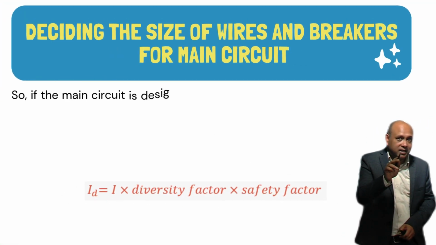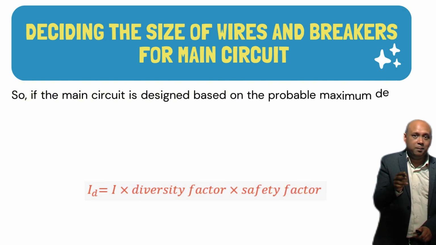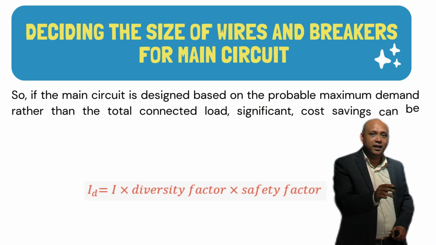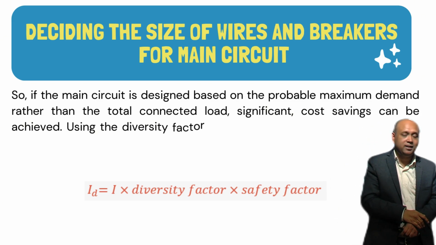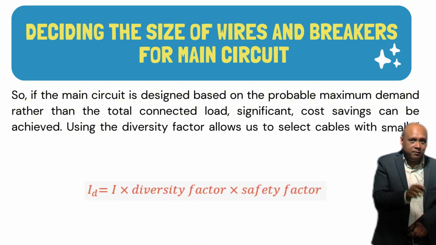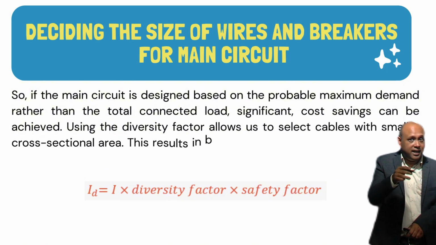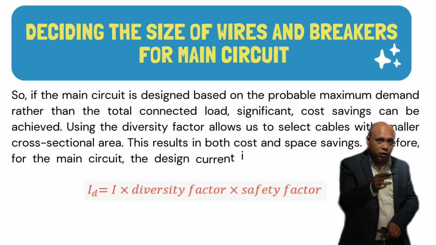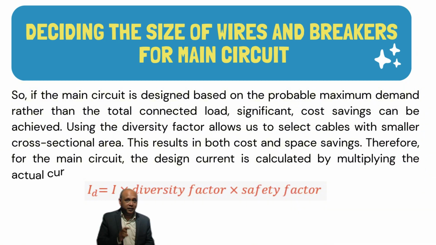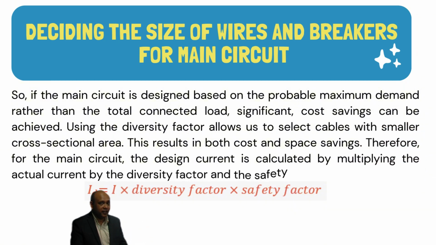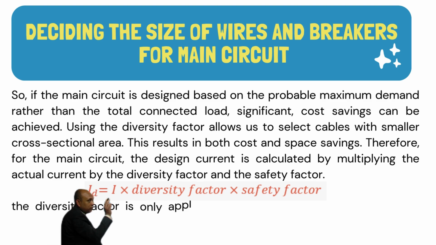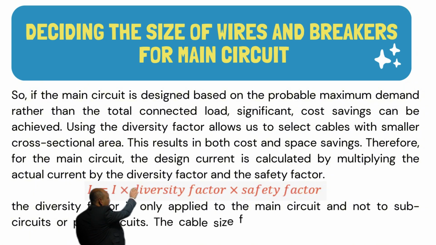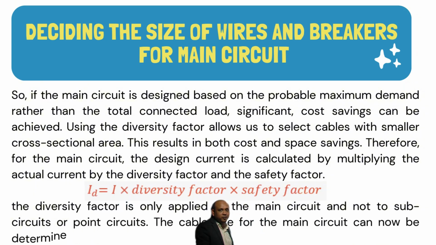So if the main circuit is designed based on the probable maximum demand rather than the total connected load, significant cost savings can be achieved. Using the diversity factor allows us to select cables with smaller cross-sectional area. This results in both cost and space savings. Therefore, for the main circuit, the design current is calculated by multiplying the actual current with the diversity factor and the safety factor.